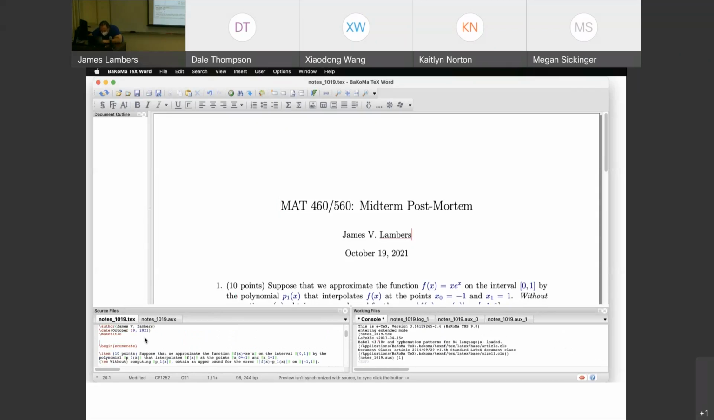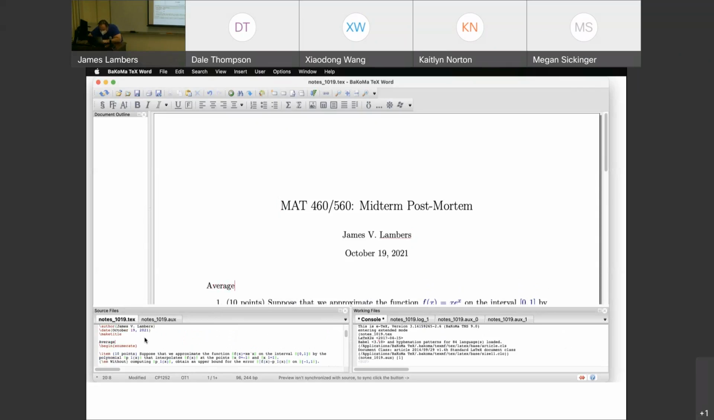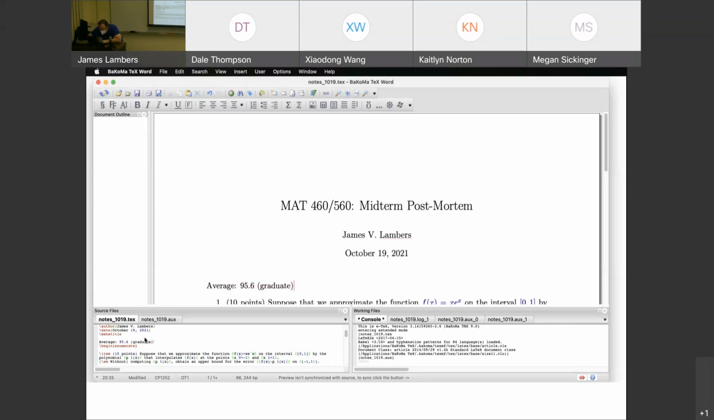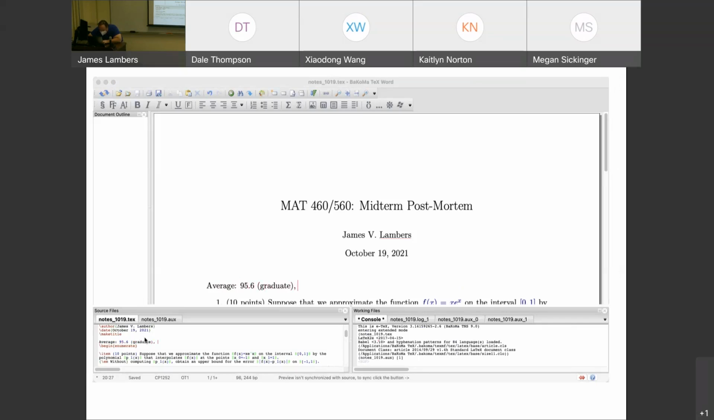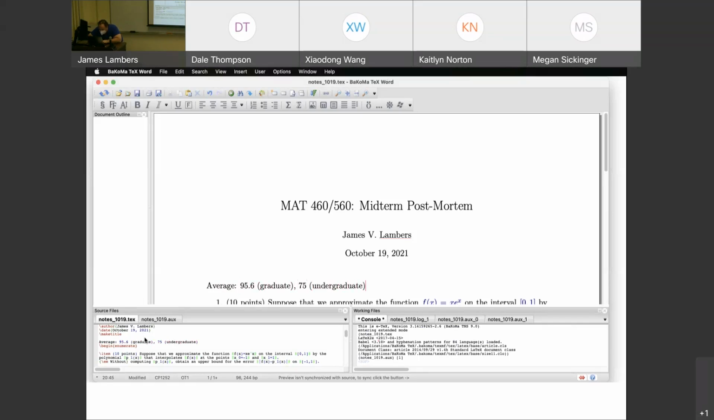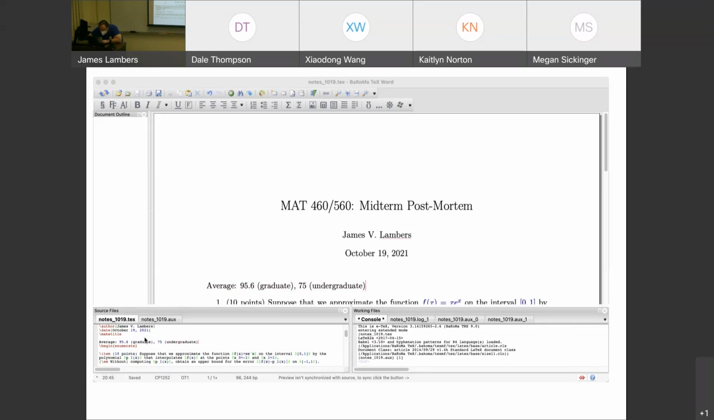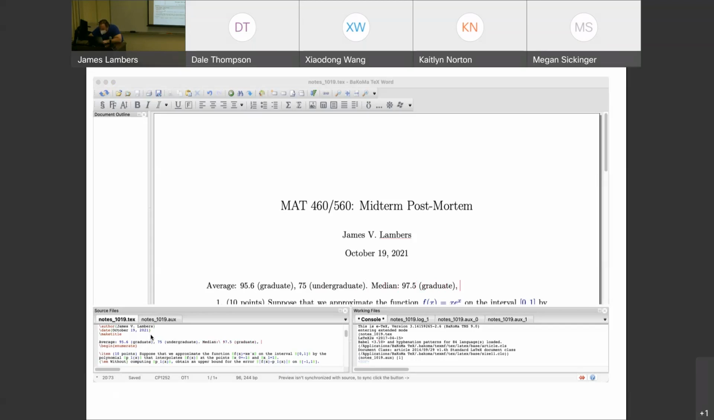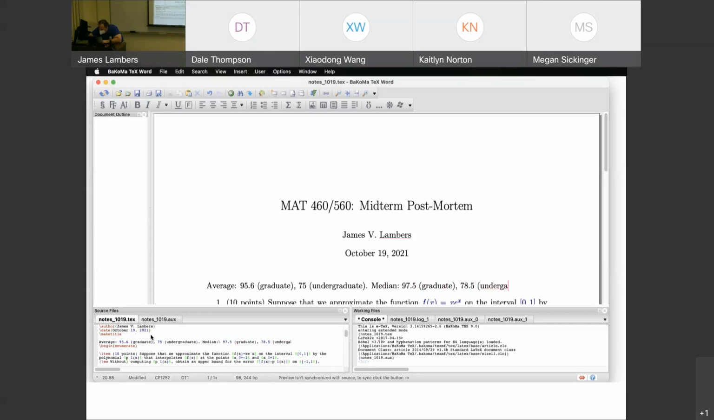Okay. So just for reference, to give context to your own score that you see in Canvas. All right. So the mean score was, for graduate students, 5, and then for undergrads, 75. Well, you look at the median also. The mean, of course, can be skewed. So 97.5 for graduates, and not too much different for undergrads.